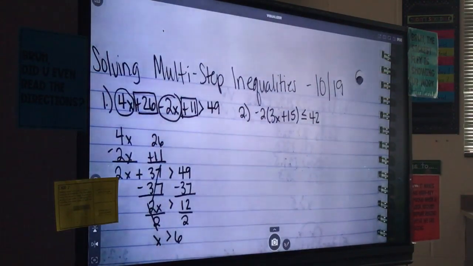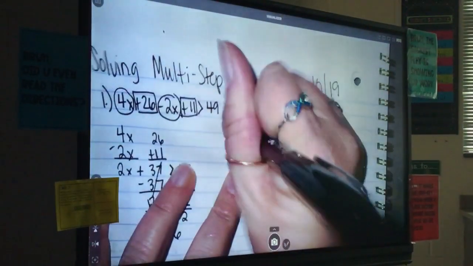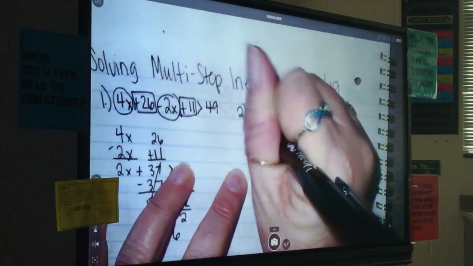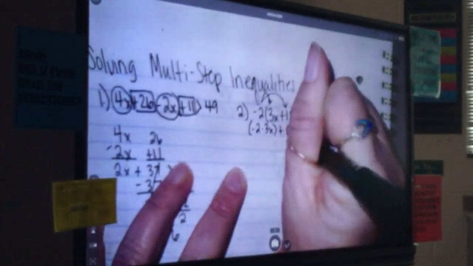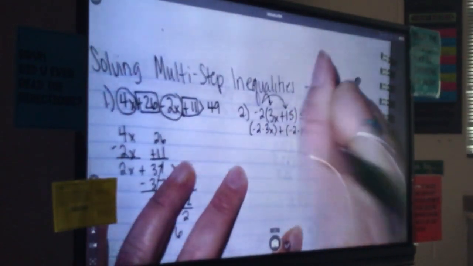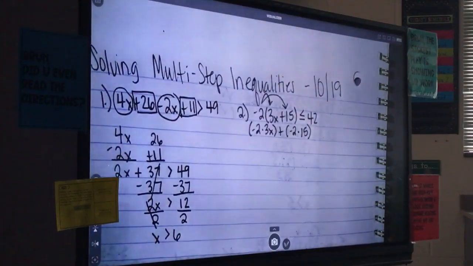Cam, what is step number 1? What does it say in our notes? Okay, can I distribute? All right, now, is my number that I'm distributing a positive or negative? So that negative has to stay all the way through, right? So when you distribute this in, you're technically doing negative 2 times 3x plus negative 2 times 15. So solve those 2 parentheses for me.